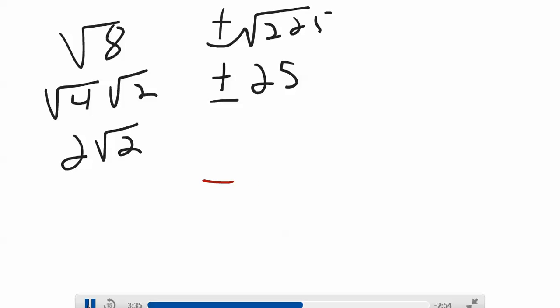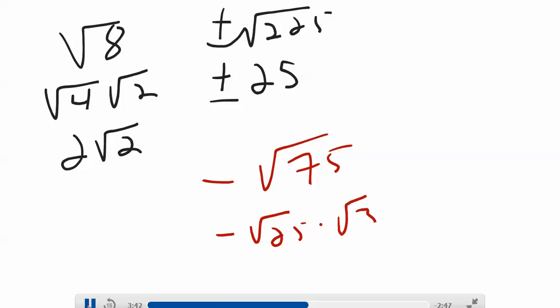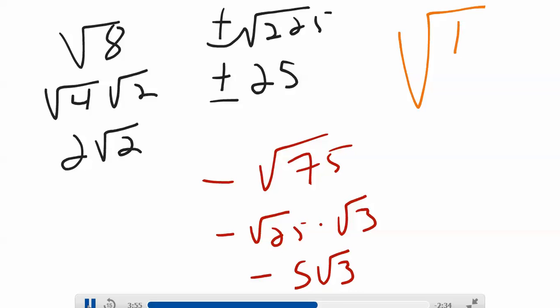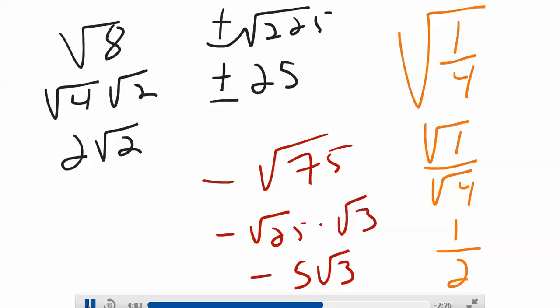Negative square root of 75. Negative square root of 75 breaks down to the negative square root of 25 times the square root of 3. So that would be negative 5 radical 3. Again, you should have seen this in a geometry class, and you can see that that is an irrational number. What would you think something goofy like square root of 1/4? Well, that would be the square root of 1 over the square root of 4. And the square root of 1 is 1, and the square root of 4 is 2. So 1/2 is in fact a ratio. It is a fraction. So 1/2 is a rational number.